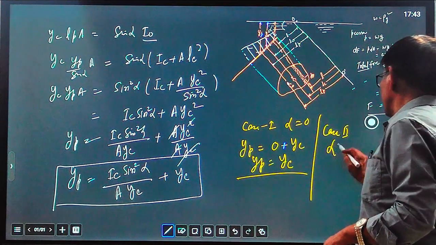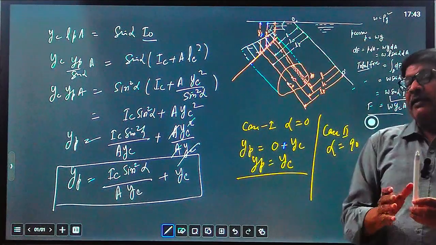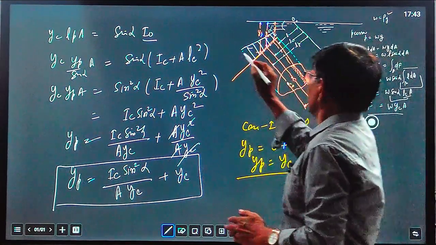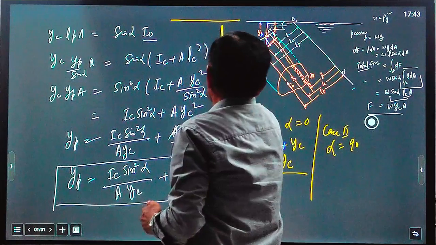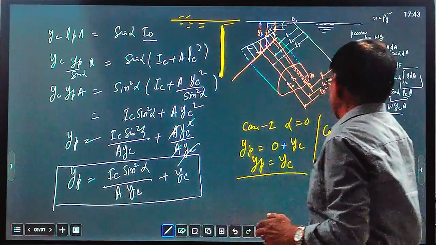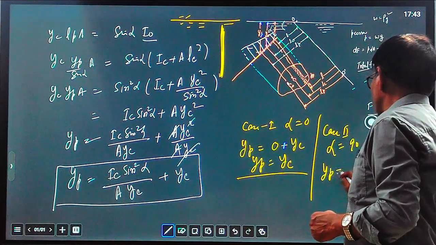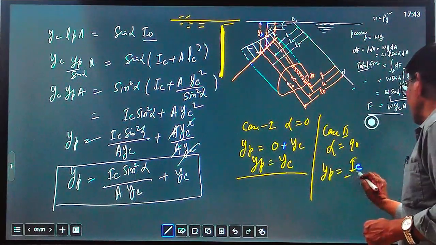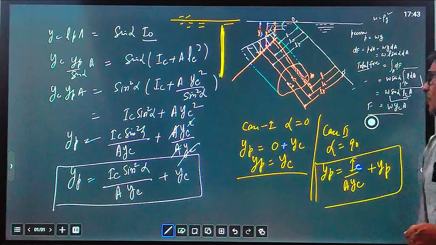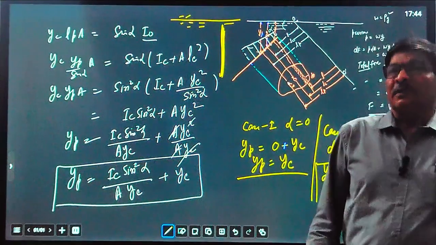Case second, alpha equal to 90 degree. Means the surface is vertically inclined, 90 degree from the free surface, like this. This is a free surface, and the plane is vertically inclined like this. In that case, alpha will be 90 degree. So putting sin square alpha equal to 1, Yp equal to Ic upon A Yc plus Yc. This is the case of vertically submerged surface. So all cases can be derived or determined for the submerged surfaces.